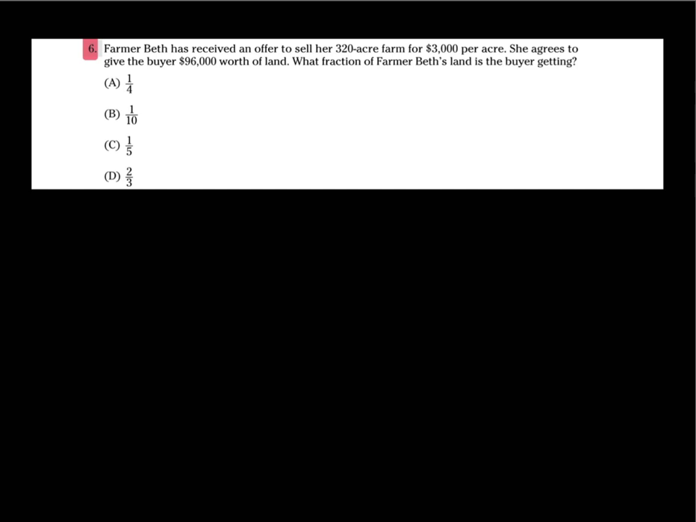To solve this, we have two goals. Goal number one is to figure out how many acres the buyer actually got, and then what the fraction is. So first we need to know the total acres purchased. We'll take the total amount of money spent, 96,000, and divide that by 3,000 to understand how many acres the buyer actually got.